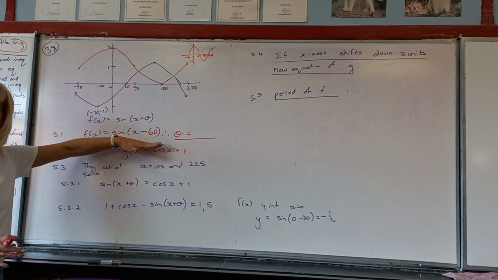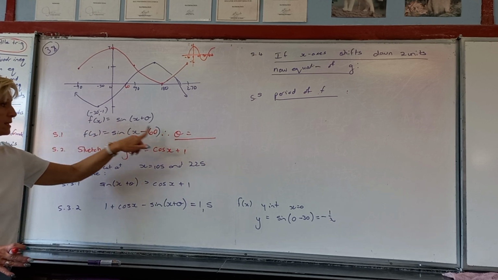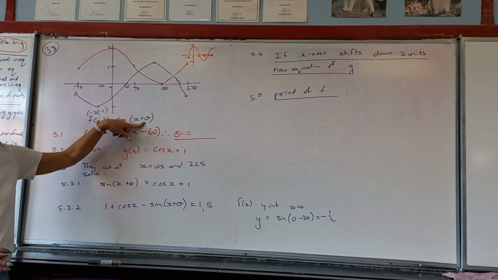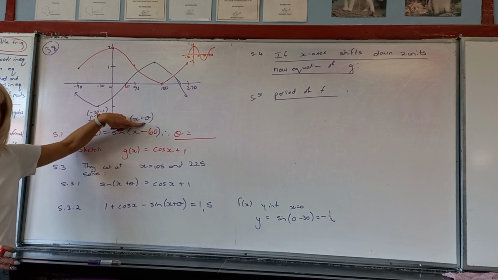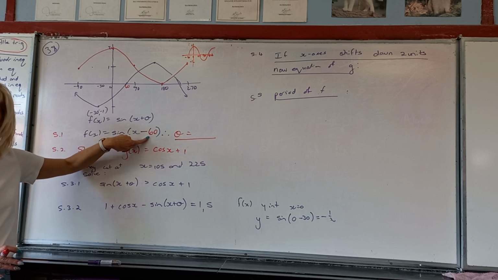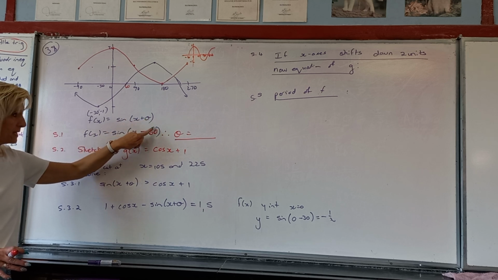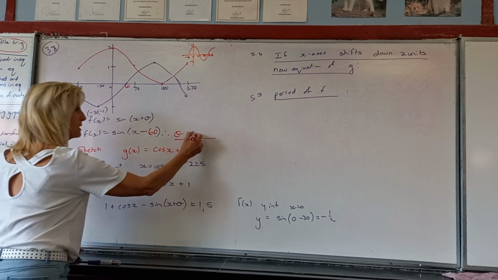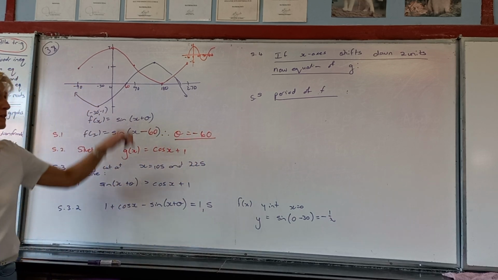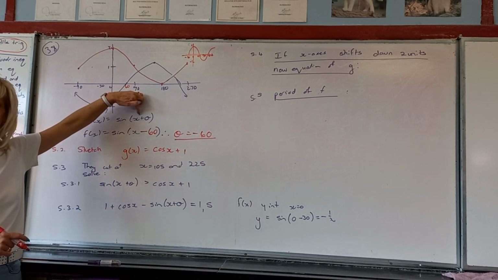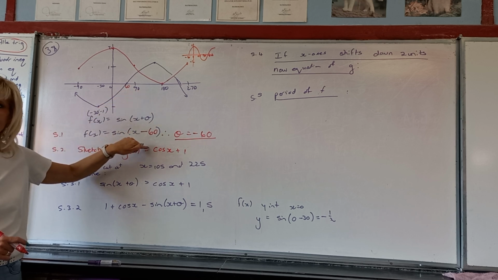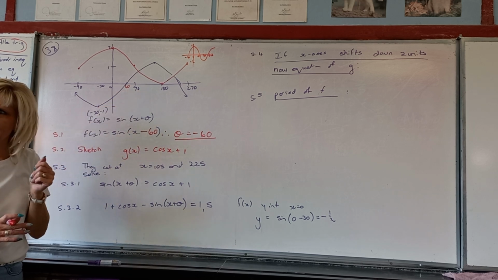Always good to write down the equation and then answer the question: what was theta then? Negative. Are you sure? 60. It's negative 60. There it is. Plus 60 is now negative 60. So theta is negative 60. If theta was positive 60, check how they give it to you.